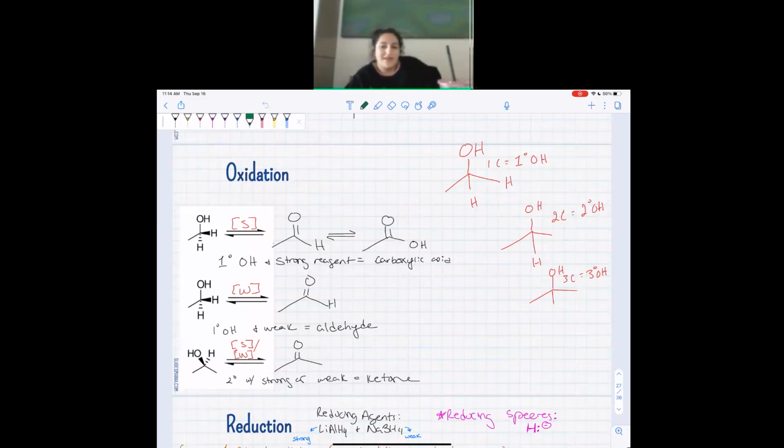I know that was kind of fast, but oxidation, they said, wouldn't be a big thing on the test. So I want to focus more time on reduction. But does anyone have any questions about this? Or any strong feelings?